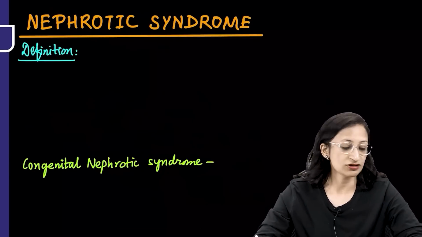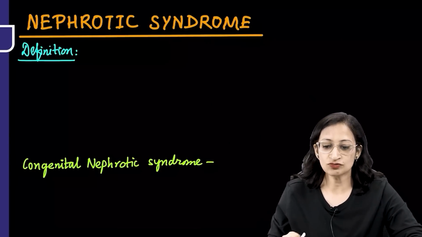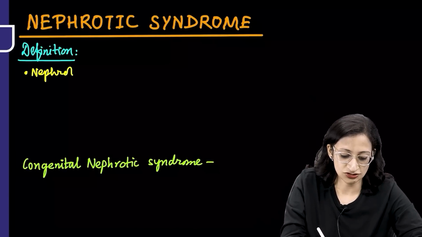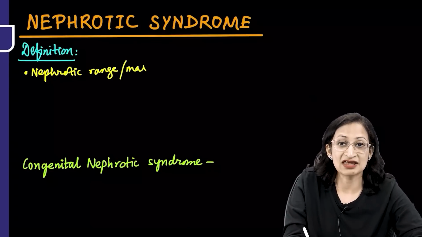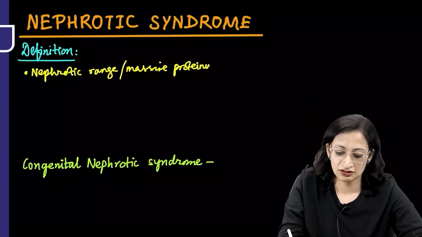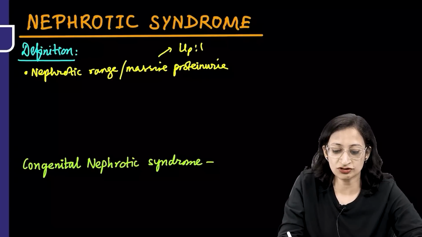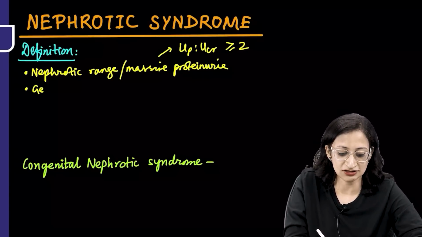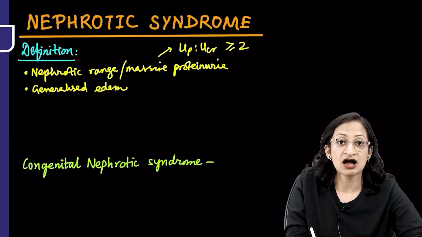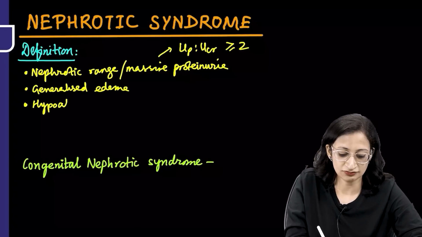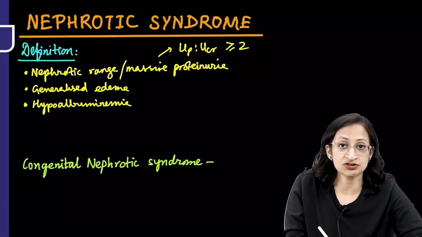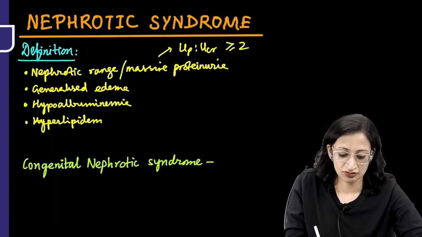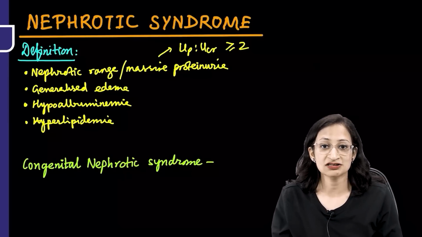We now move on to a very important topic in children, that is nephrotic syndrome. So, nephrotic syndrome is basically defined as nephrotic range proteinuria or massive proteinuria, such that the UPUC, remember we mentioned the urine protein to urine creatinine ratio, is greater than or equal to 2. As a result of that massive proteinuria there is generalized edema, hypoalbuminemia, and there is also associated hyperlipidemia, though it is not essential for the definition anymore, but it is usually associated. So, if all these things are present, then we diagnose the child as having nephrotic syndrome.